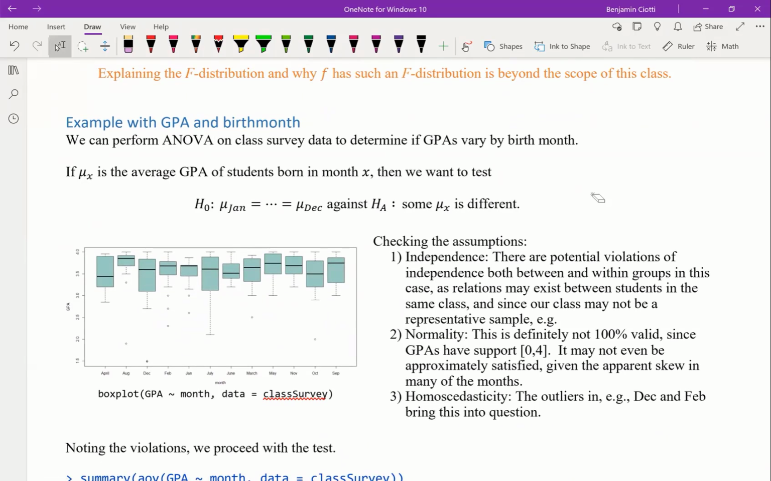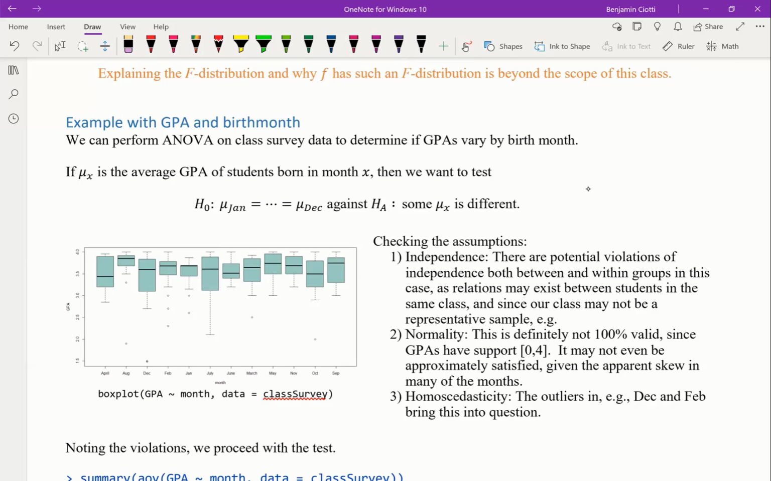So now let's check the assumptions. The first assumption that we need to check is independence, both within and between groups. This one is kind of hard to say. For one, the students in our class might not necessarily represent all students when it comes to GPA. If you're a data science major in an upper division statistics class at UCSD, you may very well have a GPA that is higher than a representative sample would yield.